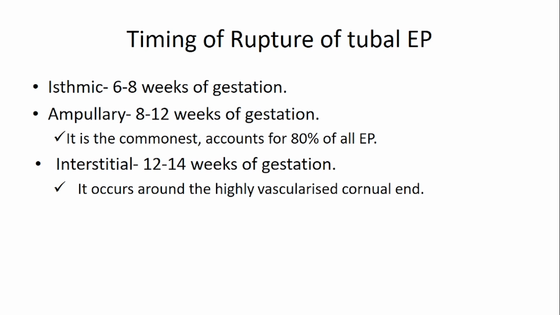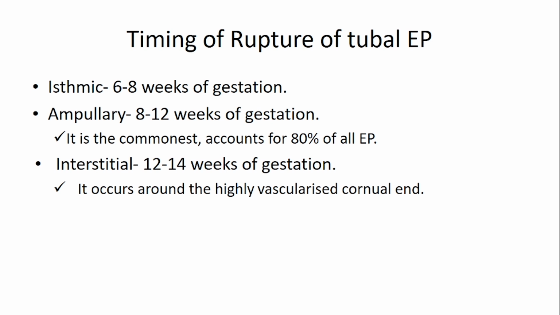The smaller the caliber of the tube where the pregnancy is implanted, the earlier the rupture will occur. So in isthmic ectopic, probably rupture between 6 and 8 weeks of gestation. In the ampullary, because the ampulla is distensible, it ruptures at about 8 to 12 weeks, and it is the commonest of all the tubal pregnancies, accounting for about 80% of all tubal pregnancies.